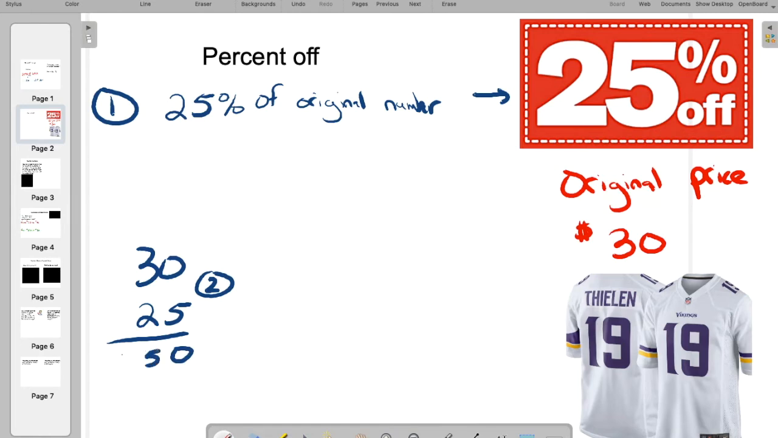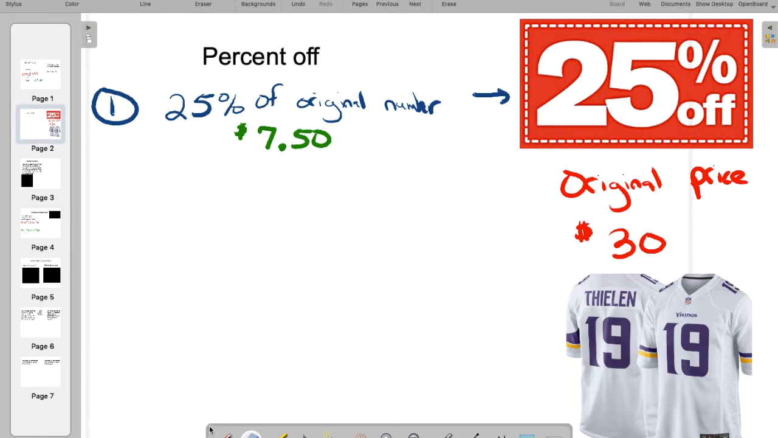And just like the last video, I'm going to go pretty quickly through the multiplying stage because we've probably done this a lot at this point. So step one says that 25% of the original number is $7.50. So we have already done half of our problem using the information we had before. Step two, though, is the part that's new. And that means you need to either add or subtract from the original number.